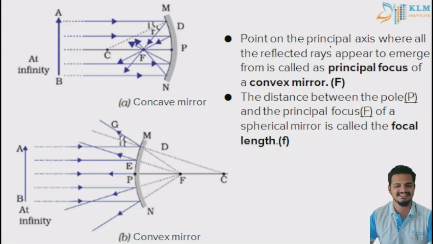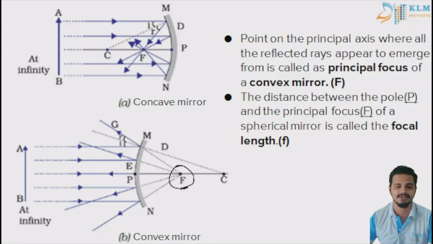The point on the principal axis where all the reflected rays appear to emerge from is called the principal focus of a convex mirror. Here you can see the dotted lines meeting here. This point is called the principal focus of a convex mirror, which is represented by capital F. Remember capital F as the principal focus. Capital F is a point.